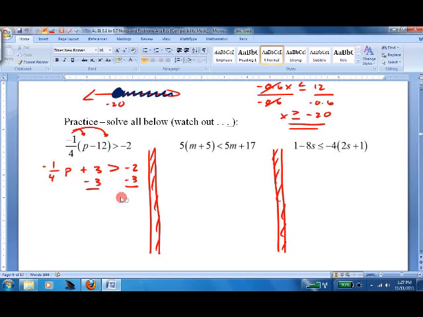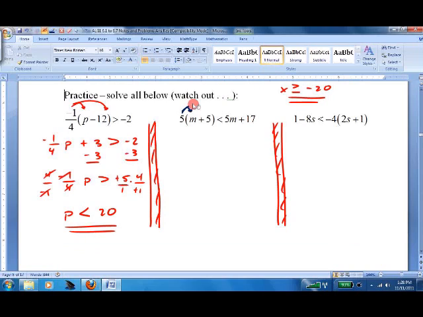And subtract 3 from both sides. And multiply by the reciprocal. Cancel, cancel, cancel. P is multiplied by a negative, so flip the sign. These will cancel. Positive 20. Not a big problem.